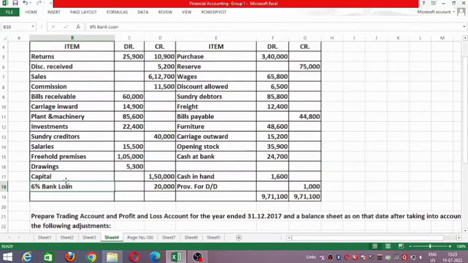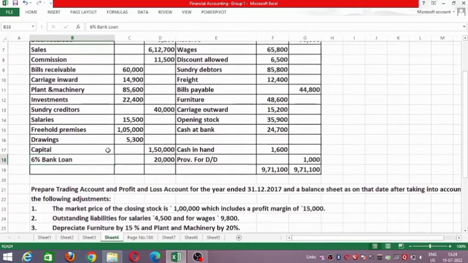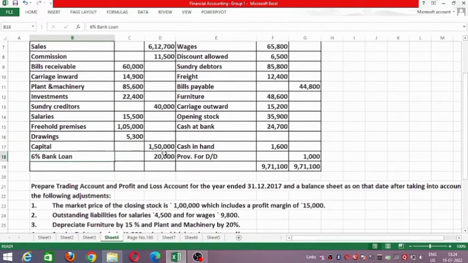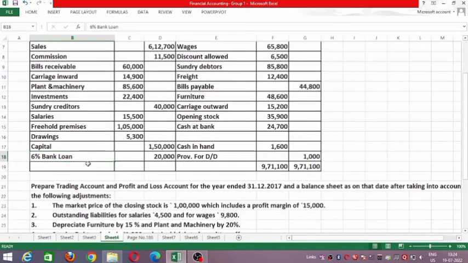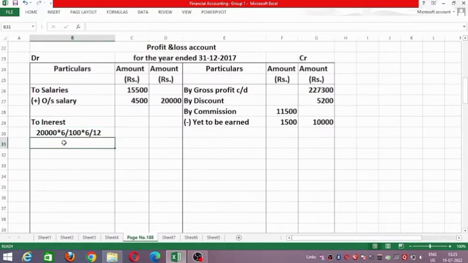And here they have mentioned 6% bank loan. They have not given any adjustment related to that, but next to the bank loan they have mentioned 6% interest, we need to charge, that is to interest. Bank loan amount is 20,000. 20,000 into 6 divided by 100. We should assume that the loan has been taken in the middle of the year, so for 6 months we need to calculate the interest. 20,000 into 6 by 100 into 6 by 12. So the amount will be 600.